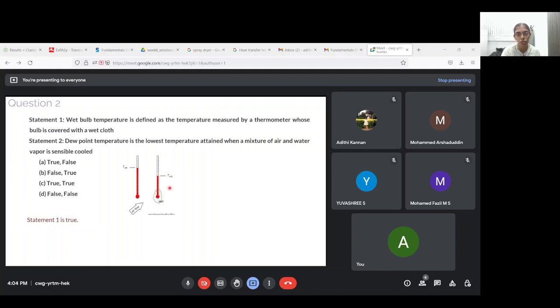So as the water evaporates from the wet cloth, a cooling effect will be encountered, and because of this cooling effect, you will see a decrease in the temperature.